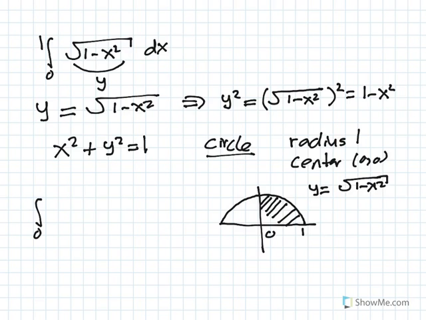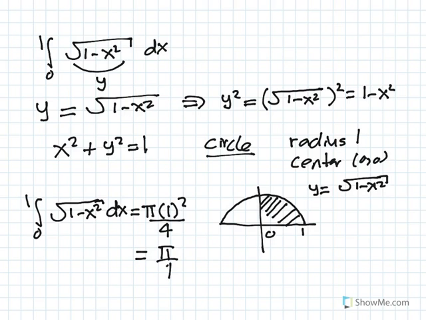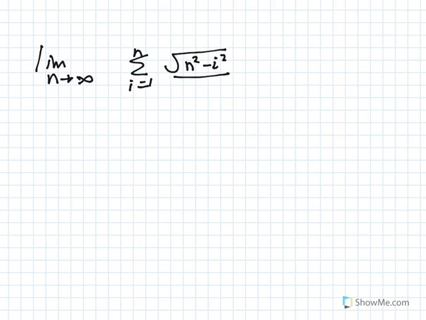So the integral from 0 to 1 root of 1 minus x squared dx is equal to pi times radius squared. The radius is 1, so that's pi times 1 squared divided by 4 because we have a quarter of a circle. So that's pi over 4. And this is the actual value of the definite integral. So basically, we can say that the limit as n goes to infinity, summation i goes from 1 to n, root of n squared minus i squared divided by n squared is equal to the integral from 0 to 1 root of 1 minus x squared dx.